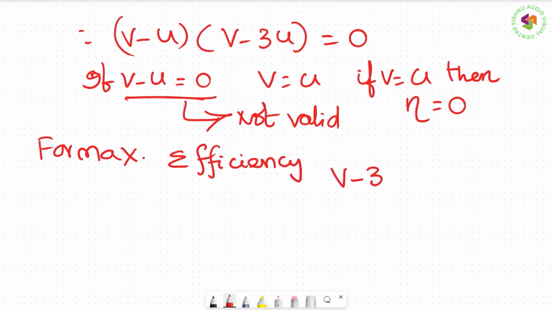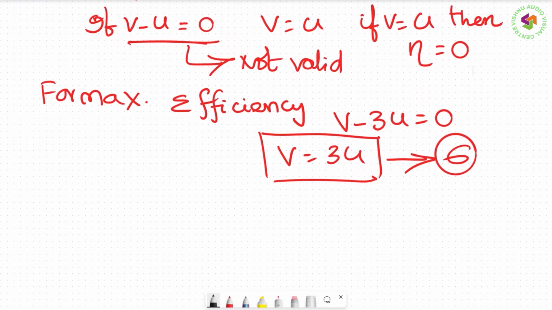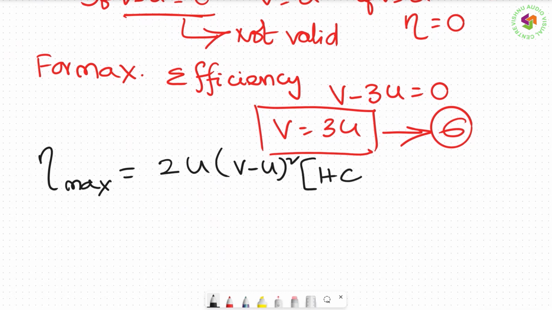V minus 3u is equal to 0, or V is equal to 3u. An excellent condition. Now what I will do is substitute this in. So eta maximum is equal to, what is the original equation? 2 into u into (v minus u) whole square into (1 plus cos theta) divided by v cube. That is our original equation.